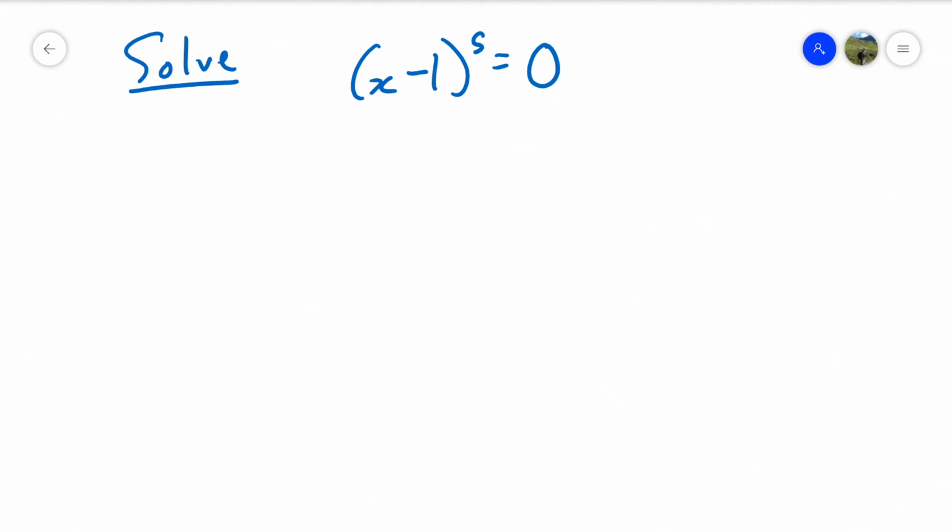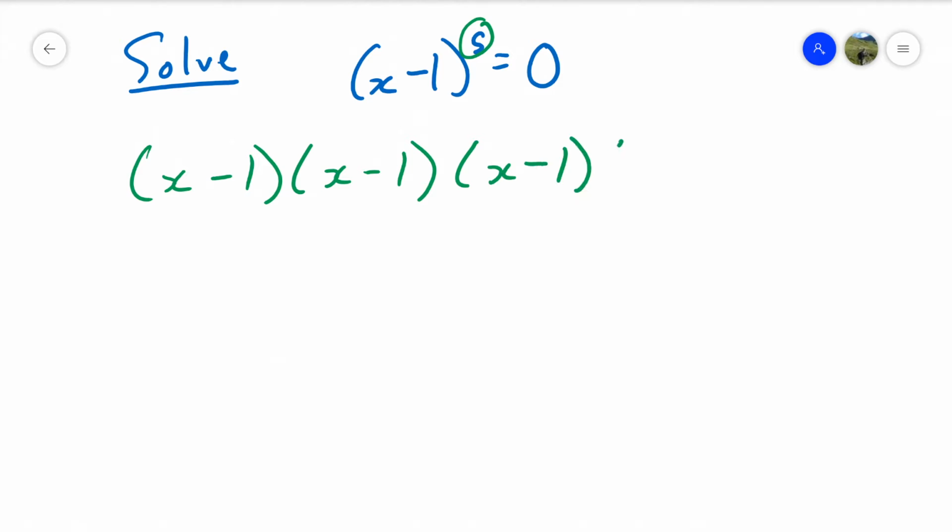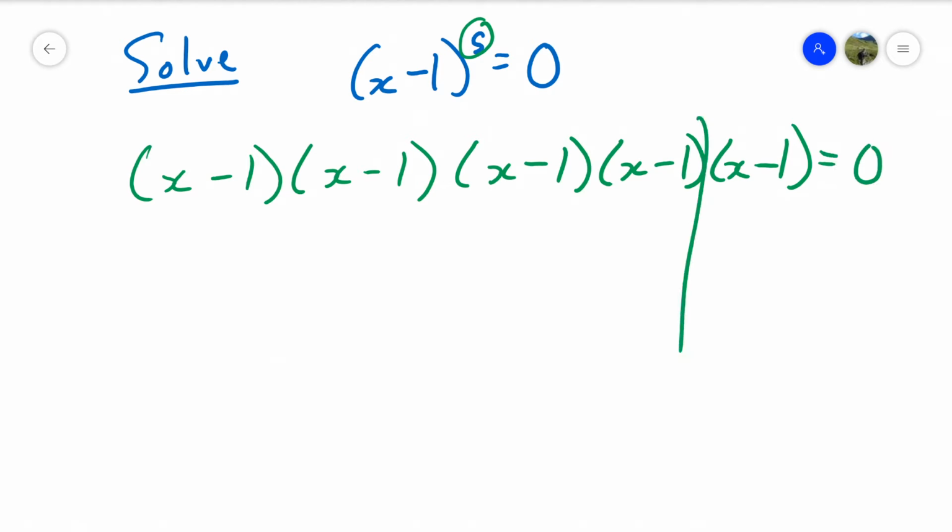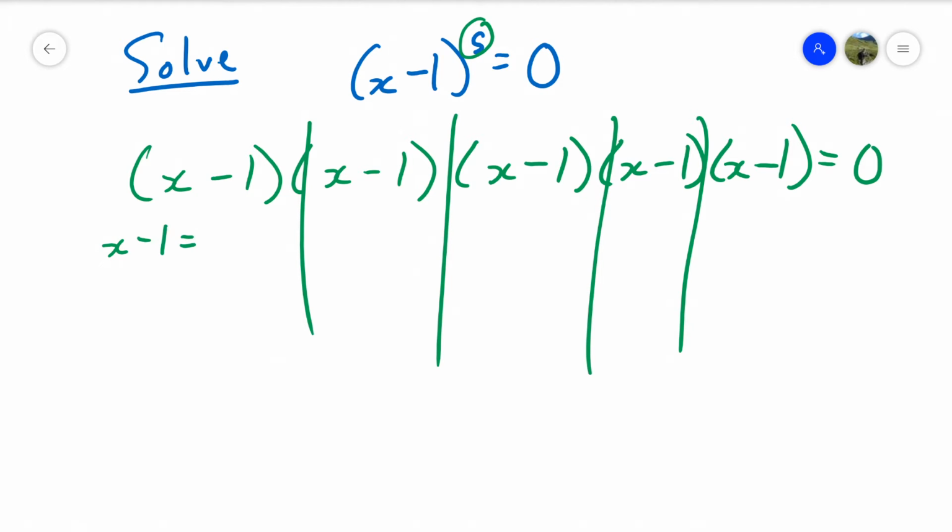Have a go at this in your own time. There's a 5. What does that mean? Oh, that just means I have to write it out 5 times. Oh, I can see it. I'll just do it anyway so we can see it. Look, it's that, which means one of these 5 things has to be equal to 0. And they're all exactly the same, so let's just not bother with those.